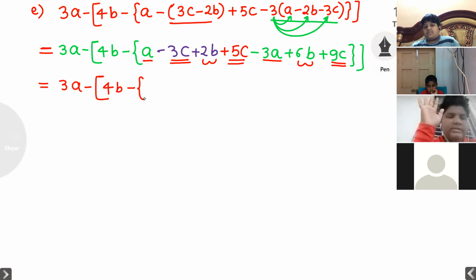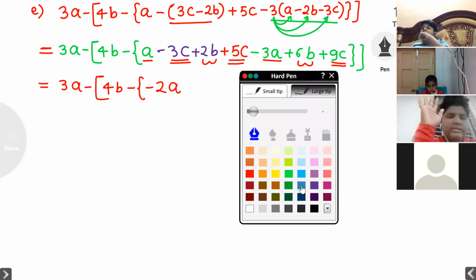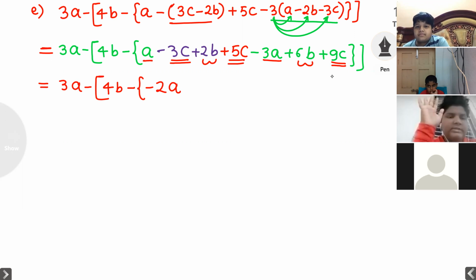Now I am going to do simplification. A means plus A, minus 3A. Both signs are different. Subtraction, minus 2A. Why minus? Because minus 3 is greater value. Next, I am going to check B. Where is B? Plus 2B plus 6B. Why am I writing alternately? Because ABC will come. ACB also we can write, ABC, no problem. But I am writing B. Plus 2B plus 6B, plus 8B.